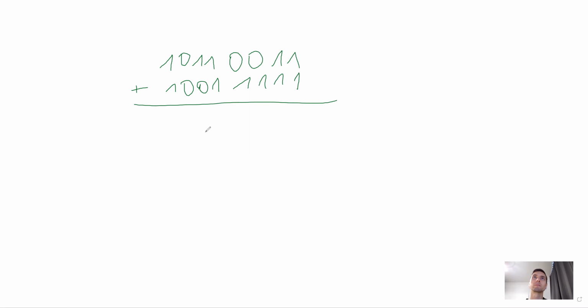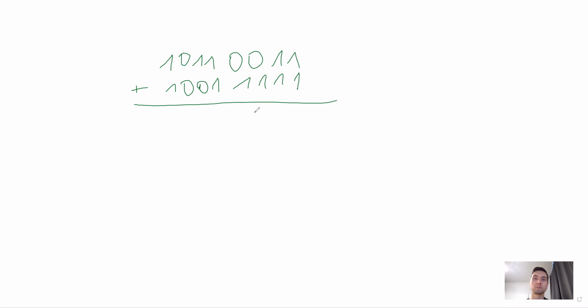Today's topic is creation of some arithmetic functions using logic gates. So I would like to know how familiar you are with binary numbers. Do you know them? Can you calculate something in binary? For example, if I write 1 0 1 1 0 0 1 1 plus 1 0 0 1 1 1 1 1. Can you add these two numbers in binary?